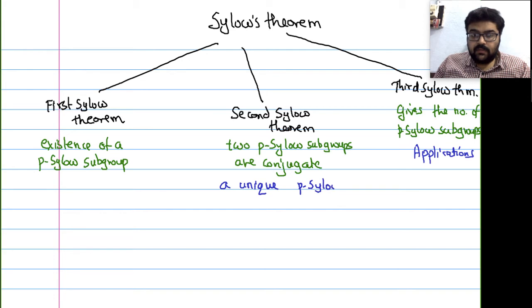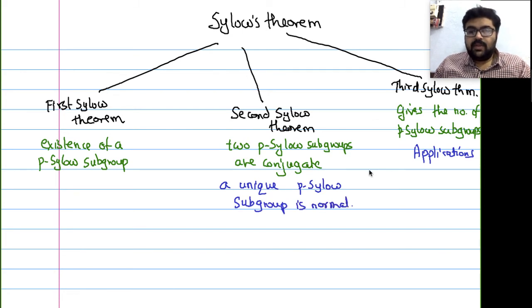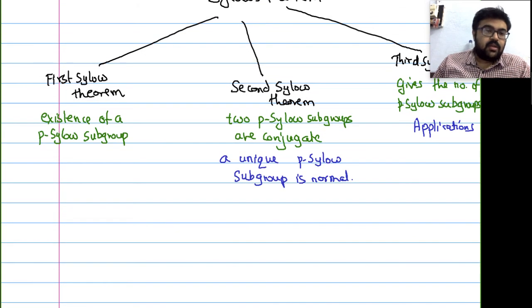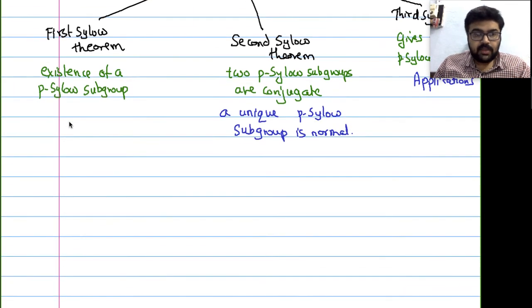So it is good to have a chart like this. We'll again prepare something like this after we have done all these three theorems. A unique p-Sylow subgroup is normal. So all this will be very important results. And in our course, in the first Sylow theorem, there are three different proofs.